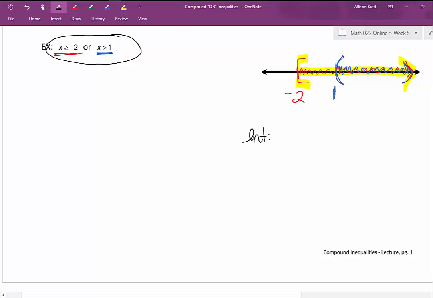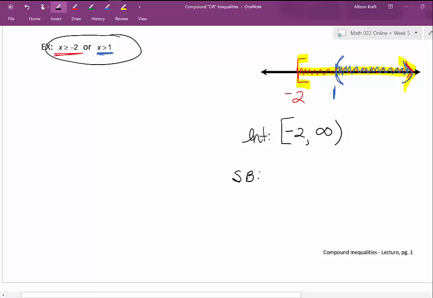Notice that my yellow shading, which is my solution, is all connected. There's no break as it was in the previous example. Therefore, I should be able to write this as a single piece of interval notation. My yellow shading starts at -2 with a square bracket, and then it has an arrow going to the right, which means I'm going all the way to positive infinity, and infinity always gets a parenthesis.